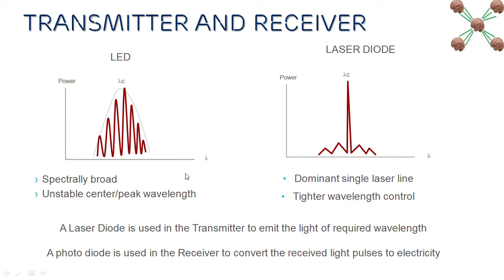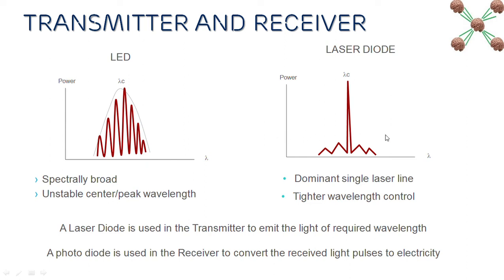For transmitting on this single mode fiber or multi-mode fiber, generally we use laser diodes. Initially LEDs were used, but the problem with LED is that their spectrum is very broad. They cannot send on a single frequency. You have a central frequency, but the side channels are also very strong. So that's why you cannot use it for any real purpose.